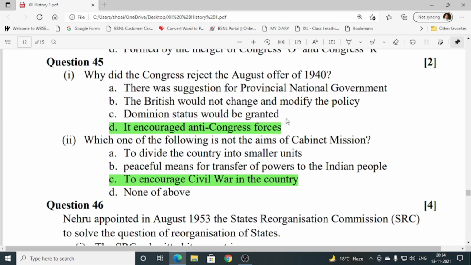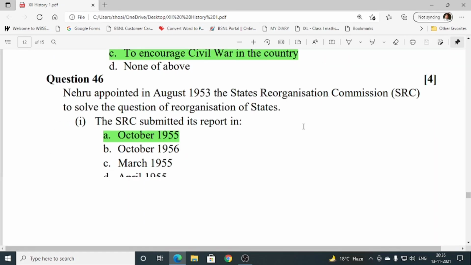Then number 2. Which one of the following is not the aim of Cabinet Mission? C, to encourage civil war in the country. They did not want civil war. Okay, then let us move on to number 46.